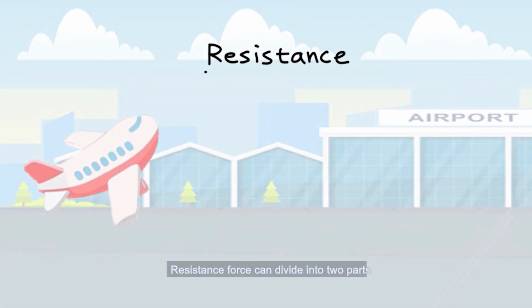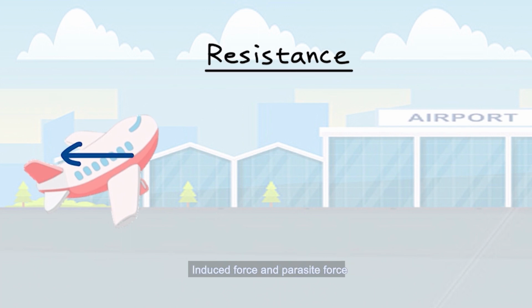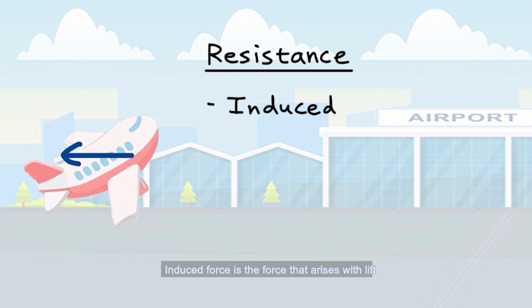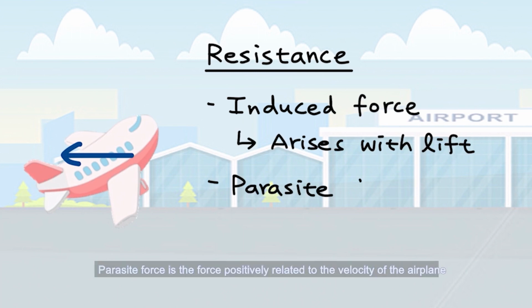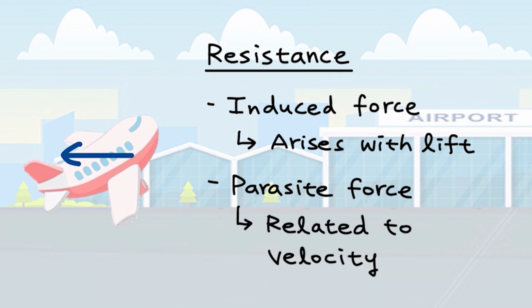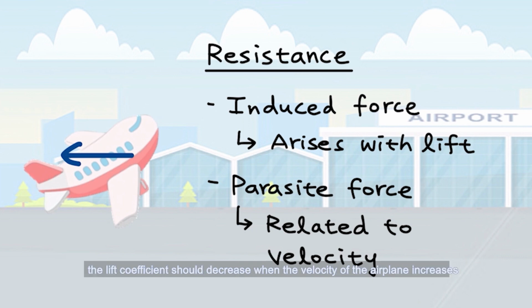Resistance. Resistance force can be divided into two parts, induced force and parasite force. Induced force is the force that arises with lift. Parasite force is the force positively related to the velocity of the airplane. The faster the airplane flies, the smaller the induced force. In other words, to fix the lift to support the weight of the airplane, the lift coefficient should decrease when the velocity of the airplane increases.